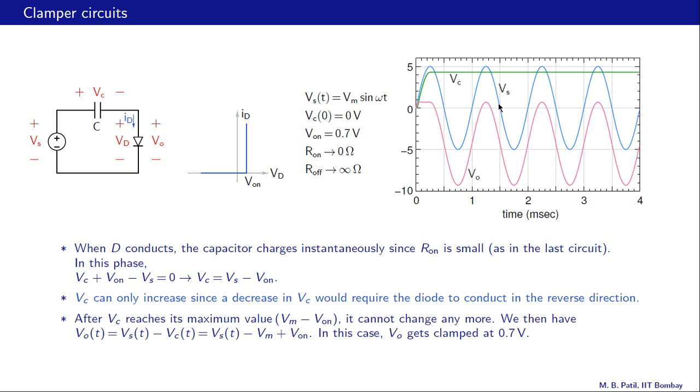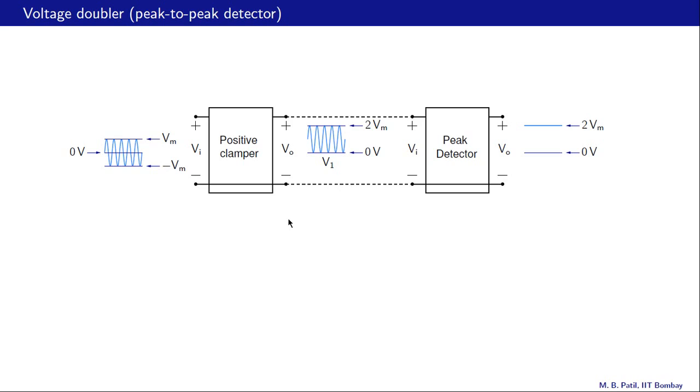That value there is 0.7 volts, and earlier, if you remember, it was 0 volts. So not much difference really, except for the small changes because of V on. We have seen how a clamper works. We have also seen how a peak detector works.